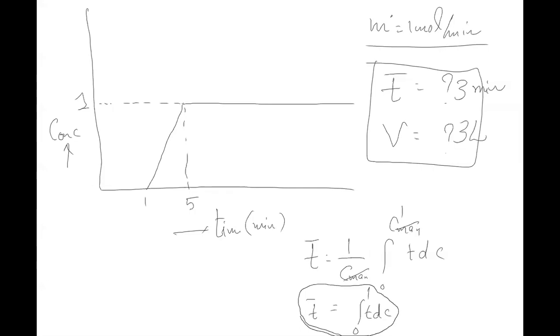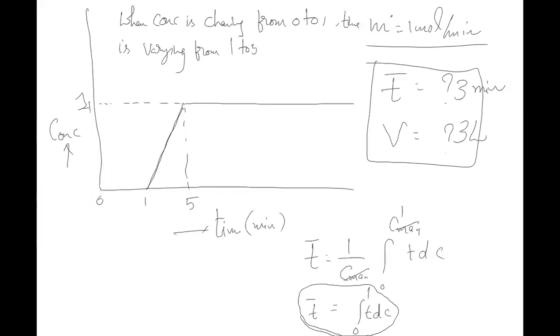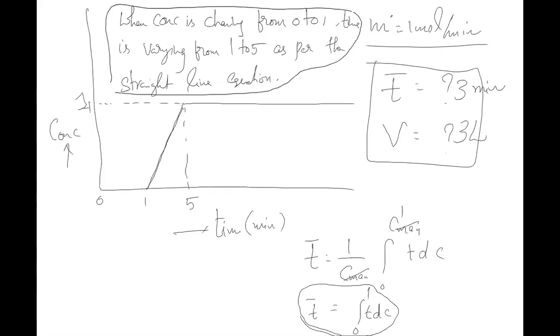Clear? How do you solve this integral? Now, when the concentration is changing from 0 to 1, time is varying from 1 to 5 as per the straight line equation. Clear?